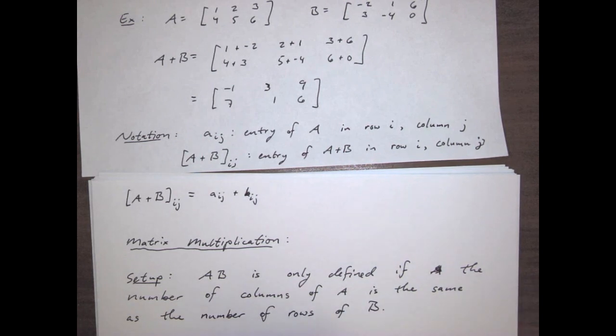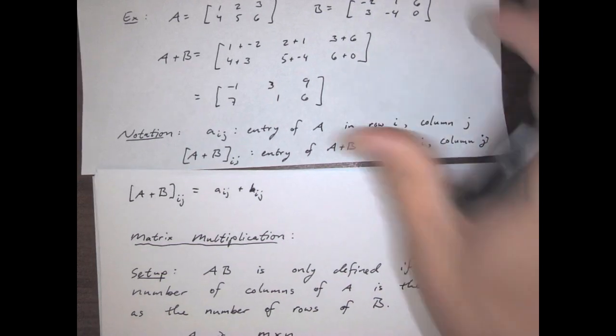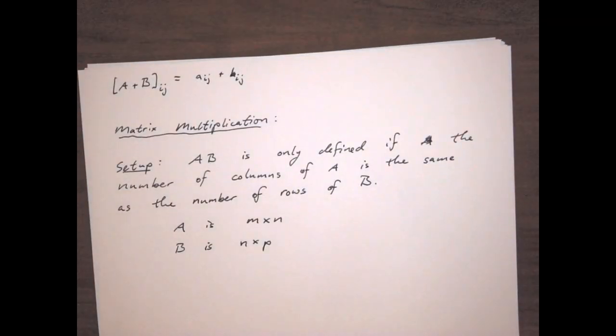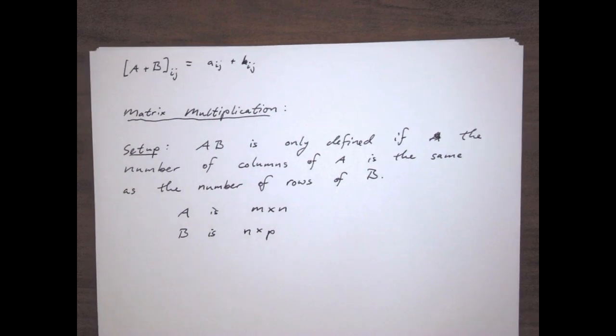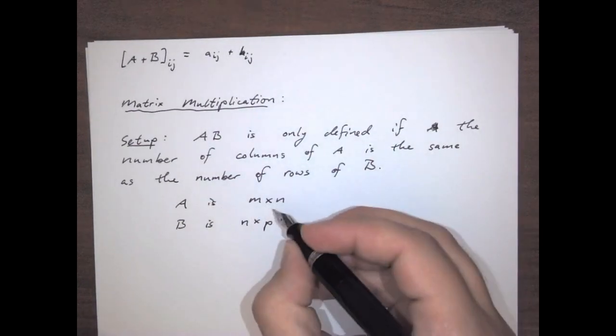So for example, if A is m by n, then B has to be n by something. We can say n by p. The usual convention on this is we pick letters towards the middle of the alphabet for numbers of things. So L, M, N, P. We tend to skip O because it's a little ambiguous. It looks like a 0. So these must match.